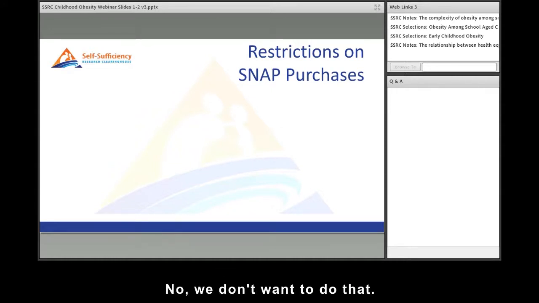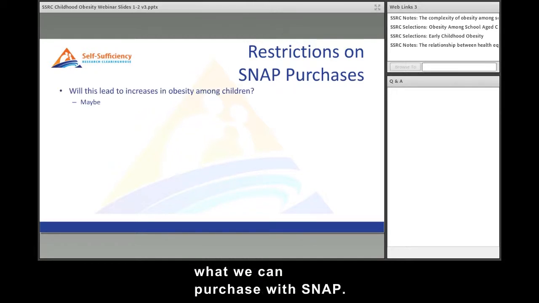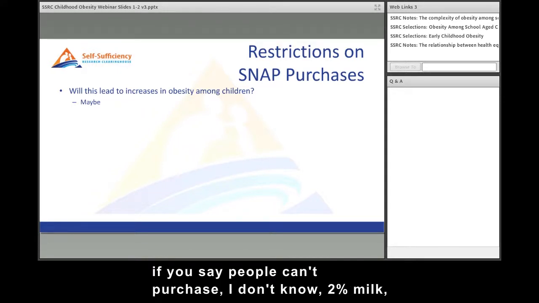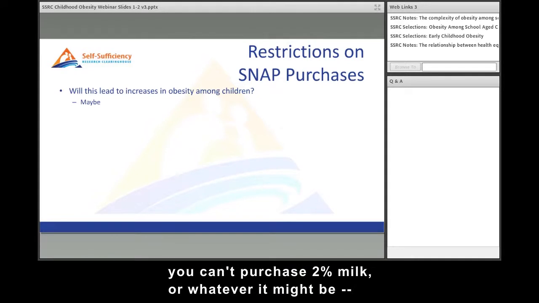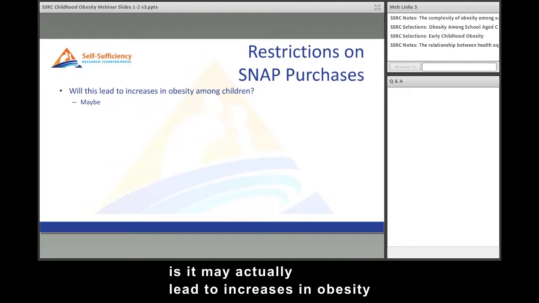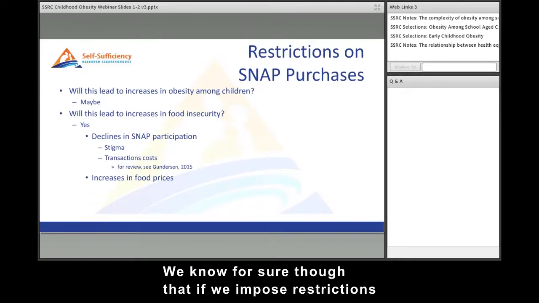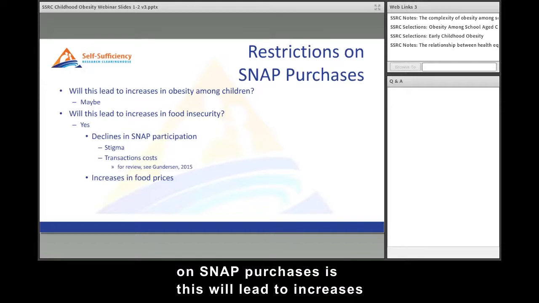No, we don't want to do that, but unfortunately there have been calls from across the political spectrum to restrict what we can purchase with SNAP. Paradoxically, if you impose restrictions on what people can purchase, for example, if you say people can't purchase 2% milk, or whatever it might be, these restrictions may actually lead to increases in obesity because fewer people will participate in the program. We know for sure, though, that if we impose restrictions on SNAP purchases, this will lead to increases in food insecurity for two main reasons.